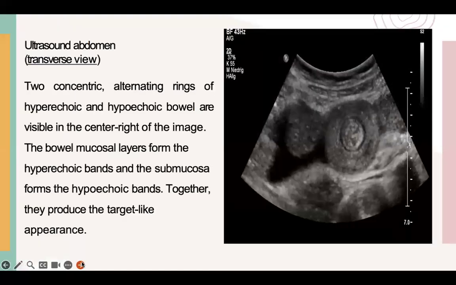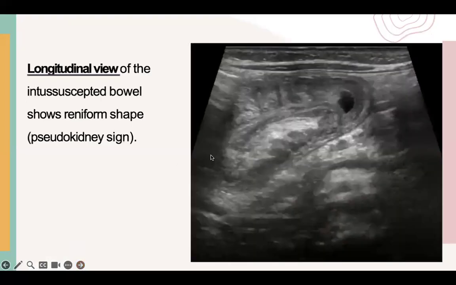In the ultrasound abdomen, you can see these two concentric alternating rings, hyperechoic and hypoechoic. So this is the hyperechoic and this the hypoechoic concentric rings. This is the target sign seen in intussusception. The longitudinal view shows the bowel-within-bowel pattern, or pseudo-kidney sign.